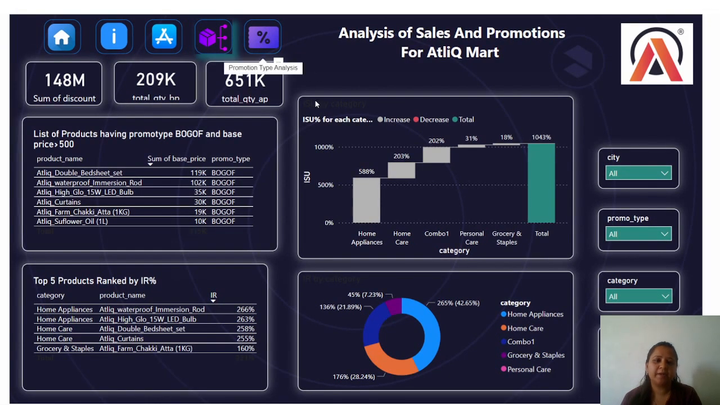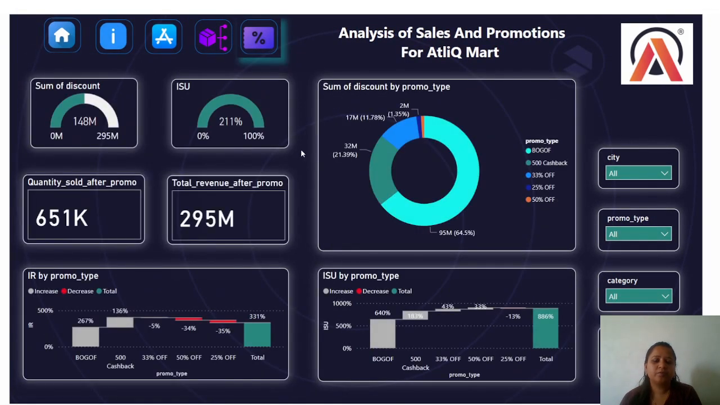For the promotion type analysis, these are the two graphs which give you the idea regarding different promo types and their particular values for IR and ISU. As you see here, buy one get one free has the highest revenue and the highest incremental sold quantity, that is 640%, and 25% off has the lowest, that is minus 30%. So minus means it has a negative increment.